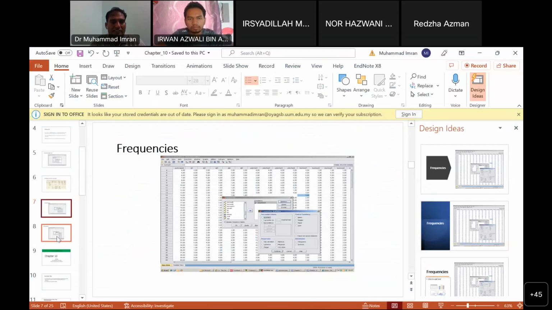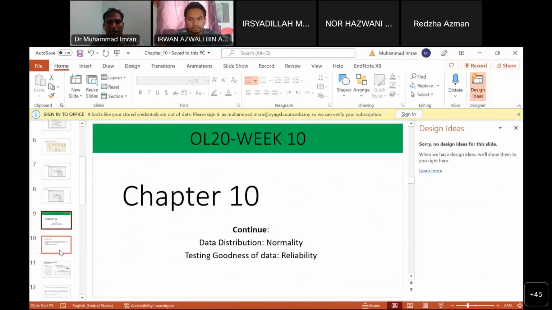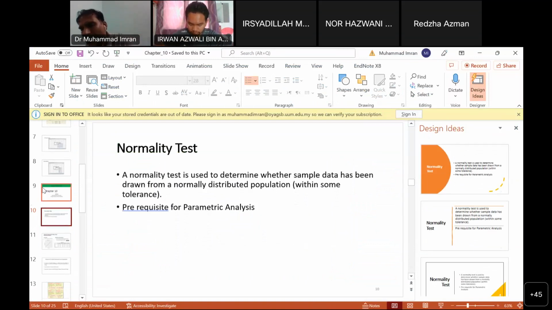Further, descriptive statistics. Frequency is also descriptive, describing mean, mode, median. The next part is here. First, you must see the normality of data. Is your data normal or what? Normality of data means your population has one mean. Your sample has one mean.